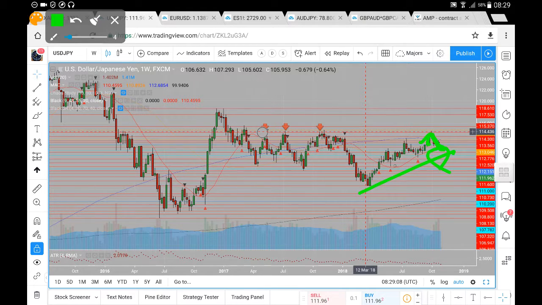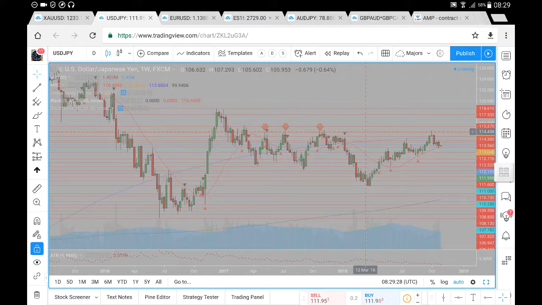Overall, as you can see, the market is still trending to the upside, even though there's been a slowdown in the momentum. We're still within a fairly strong trend here to the upside on the US dollar Japanese yen. We'll see if we do find major support and see prices start to head back up towards that 113 and 114 here on the US dollar Japanese yen.